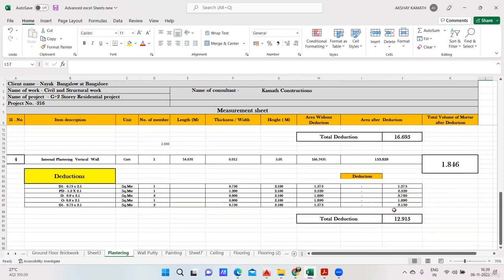You should get an answer somewhere close to 12.915. Even if you get 11 and a half, it's okay. Even if you get 13, it's okay, because slight variation may happen in my estimation and your estimation. That is why we call it an estimation. We are not doing anything accurate here. It's an estimate we are doing. So you should come very close to this point.